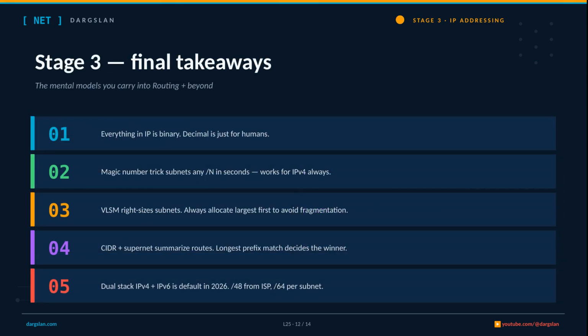Before we step into routing, let's lock in the 5 mental models you carry forward. First, IP is binary. Decimal is just a convenience for humans. Second, the magic number trick subnets any prefix in seconds. Third, VLSM right sizes your subnets, and you always allocate the largest block first to avoid fragmentation. Fourth, CIDR and supernetting summarize routes, and longest prefix match always decides the winner. And fifth, in 2026, dual stack is the default, a /48 from your ISP, a /64 per subnet. Internalize those and you're already thinking like a senior.